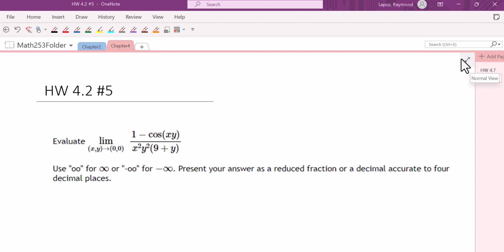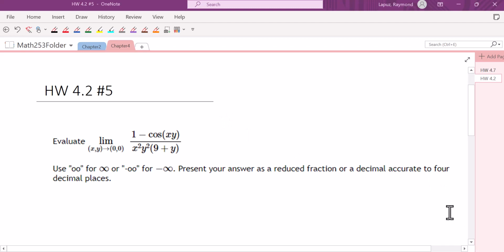My name is Lapuz. This is a video on one of the homework problems that we have in section 4.2, problem number 5. Here we have the limit as (x,y) approaches (0,0) of the ratio 1 minus cosine xy divided by x squared y squared times (9 plus y).